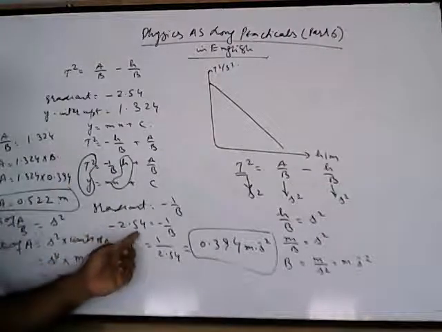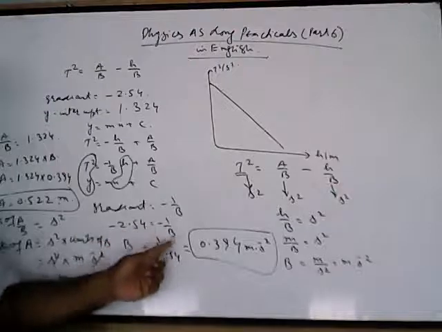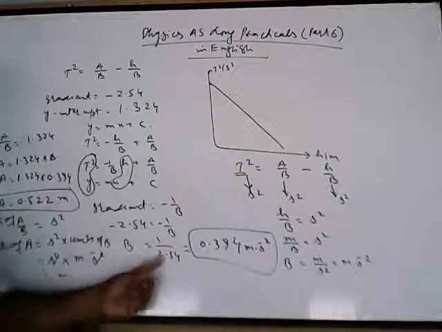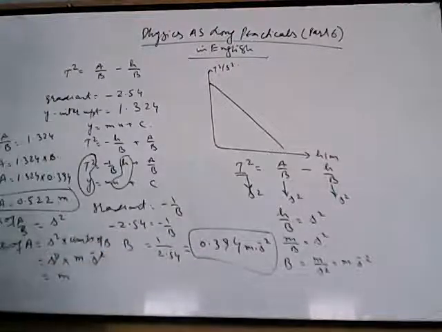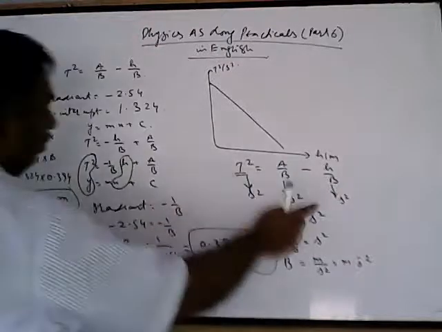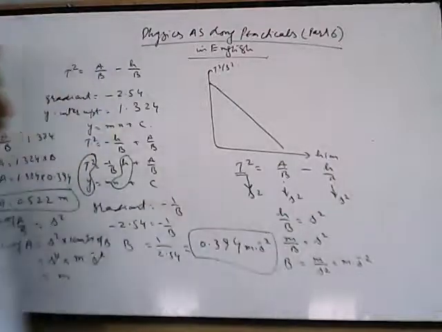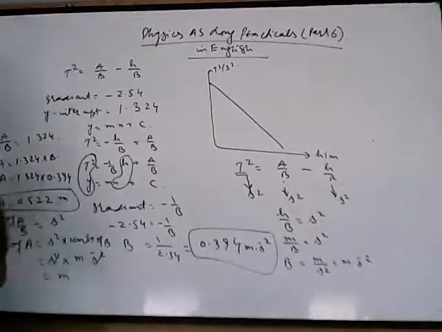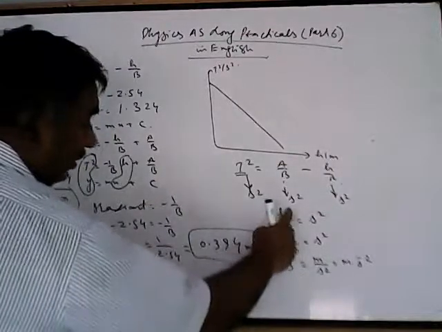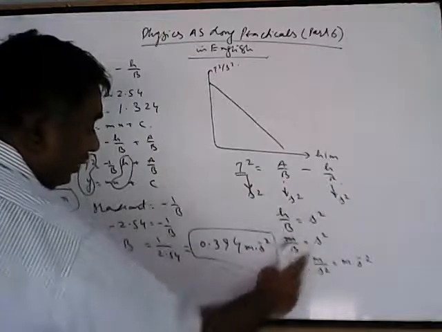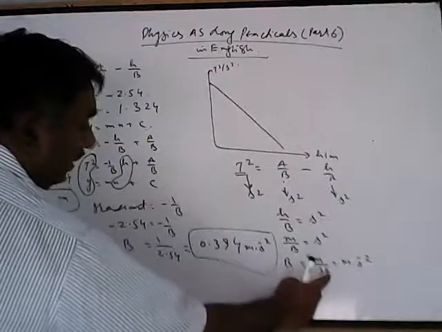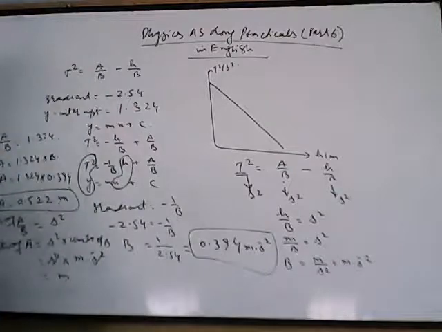Gradient comes out to be minus 2.54, which is equal to minus 1 upon b. So b is 1 upon 2.54. Now what are the units? Units of b, I will go for the homogeneity. This is in second square. This entire must be in second square. This should also be in second square. So h upon b in second square means the unit of h is meter, so meter upon the unit of b is second square. So b comes out to meter per second square, or m s power minus 2.